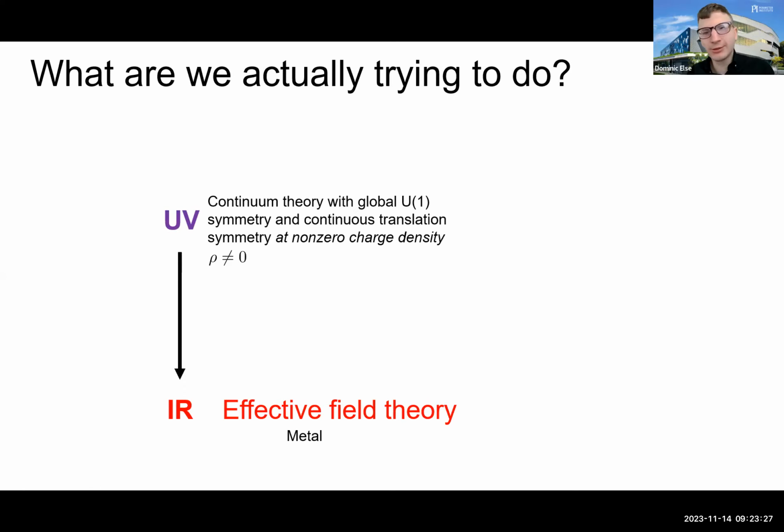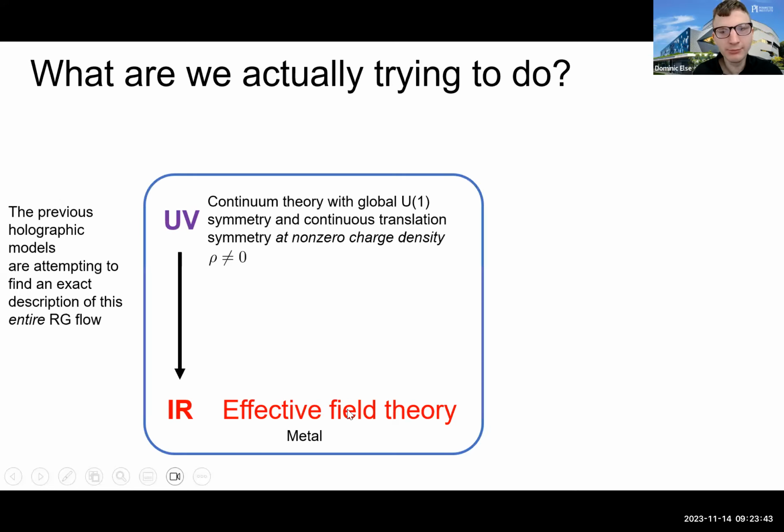So to motivate this new approach, I want to take a step back and ask, what are we really trying to do here? As I mentioned, the idea is that you should start with some continuum theory that has these properties, and it will flow to some IR theory, which would be a theory of the metal. In these previous holographic models, they're really trying to find an exact holographic description of this whole RG flow.